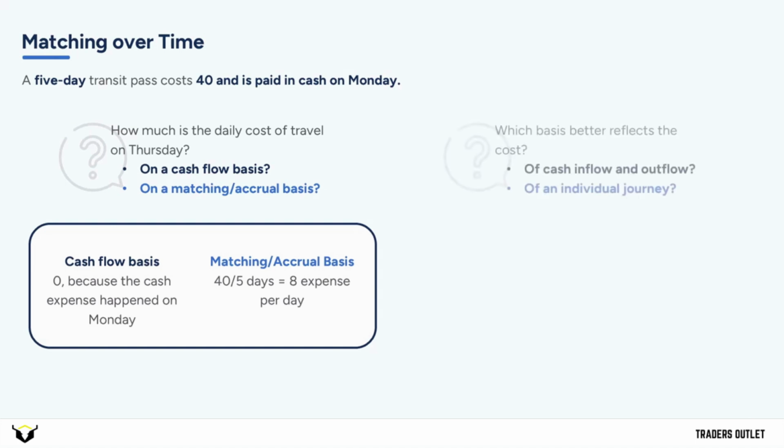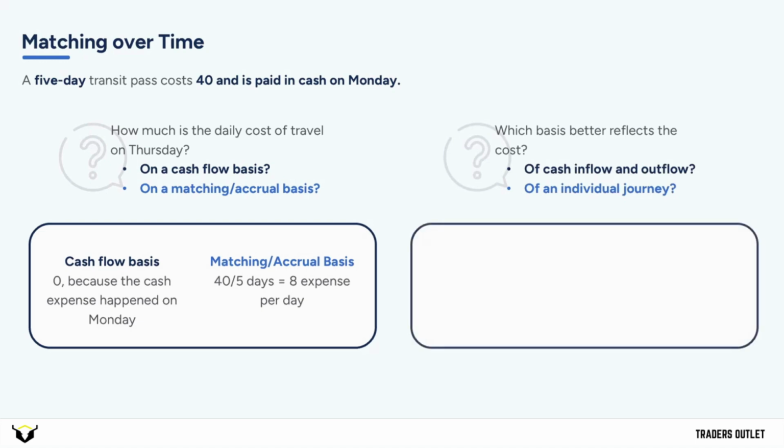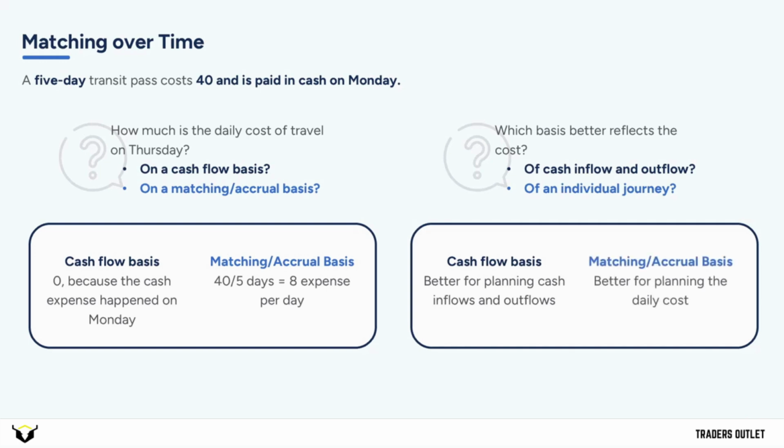So which basis do you think better reflects the cost? Now, from a cash flow basis, it really is useful to know when the cash is paid so that we can plan for future cash inflows and outflows. However, a matching basis is better for planning the daily cost. Really, both approaches provide different but very valuable information.